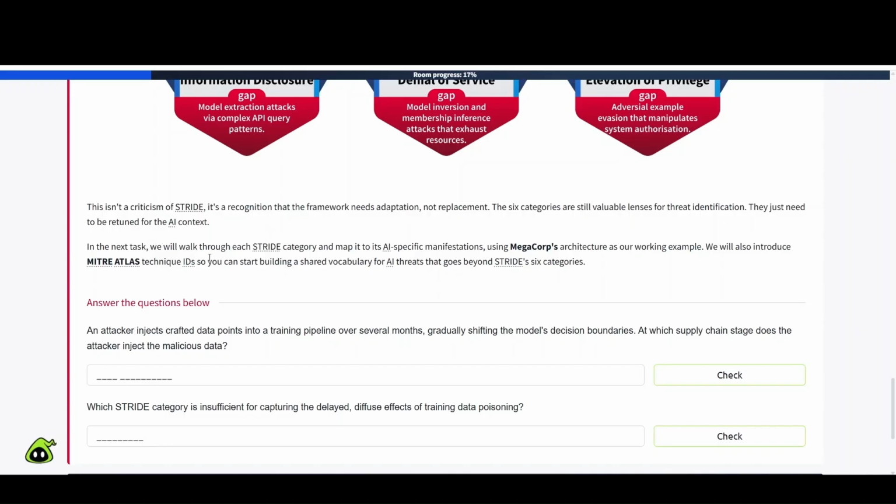In the next task, we will walk through each STRIDE category and map it to its AI-specific manifestations using Metacortex architecture as our working example. We will also introduce MITRE ATLAS technique IDs so you can start building a shared vocabulary for AI threats that goes beyond STRIDE's six categories.